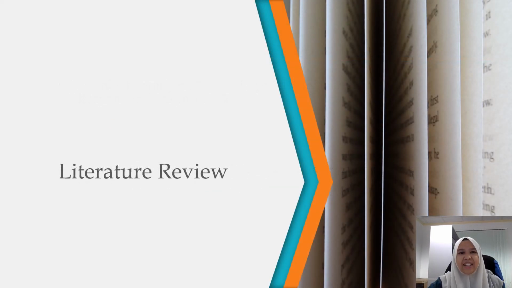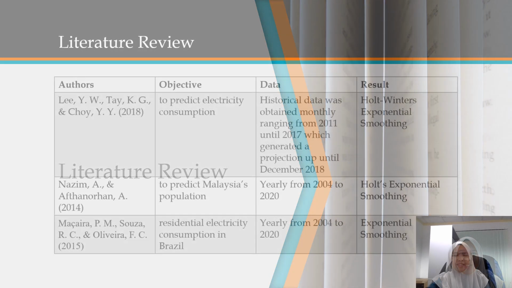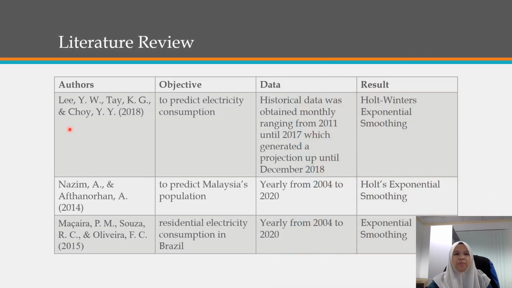Second is the literature review. A paper by Lee et al., 2018, said that Holt-Winters exponential smoothing is the best technique to predict electricity consumption. They used monthly data from 2011 to 2017 to predict until December 2018.